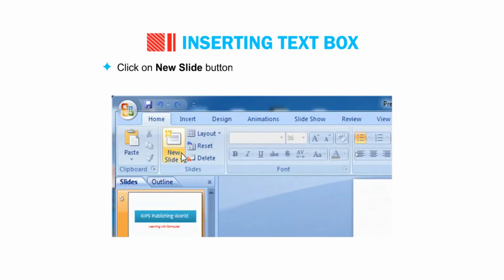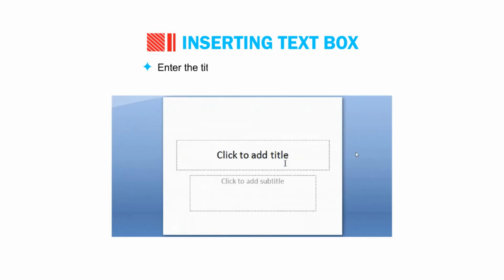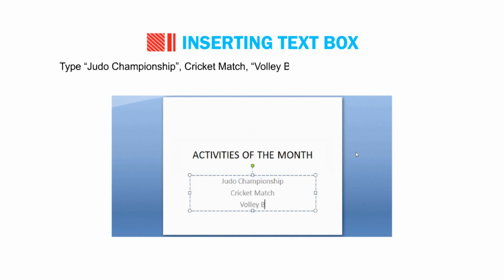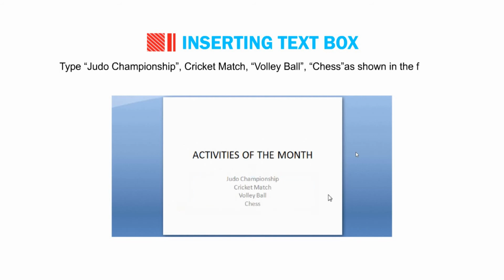Click on New Slide button in the Slides group on the Home tab. Enter the title, Activities of the month. Click to add subtitle, placeholder in slide. Type Judo Championship, Cricket match, Volleyball, Chess as shown in the figure.